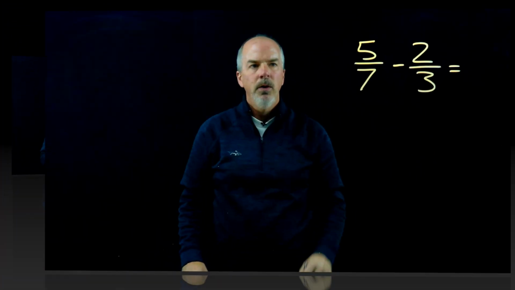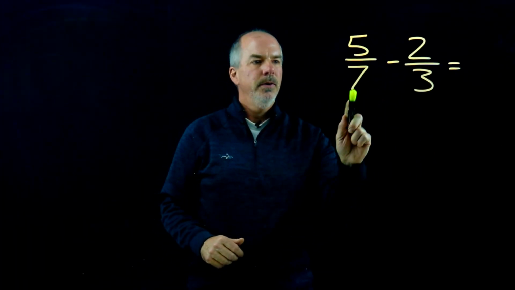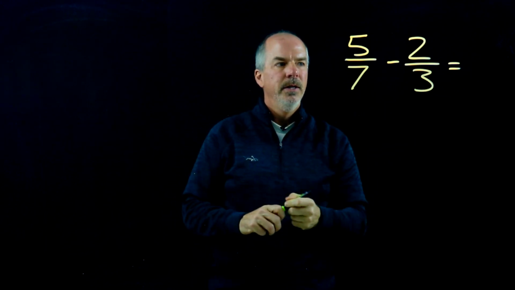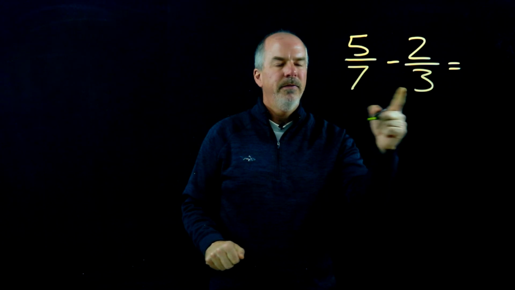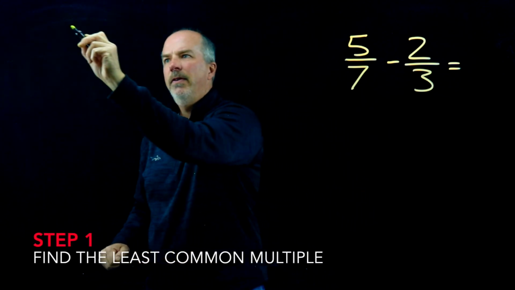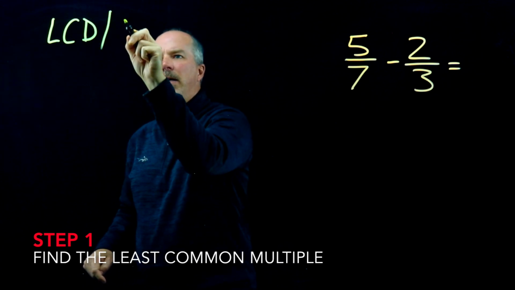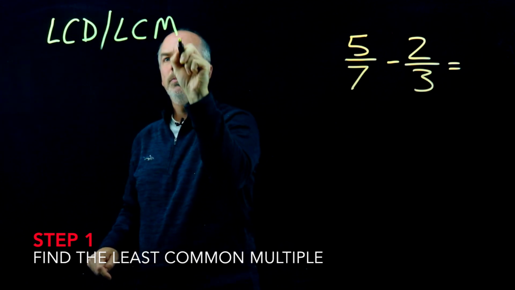So let's look at some. Okay, 5/7 minus 2/3. As we said, in order to subtract fractions, we have to have a common denominator. So we need to find a common denominator for 7 and 3. In fact, we want to find the least common denominator, and that's also going to be our least common multiple.